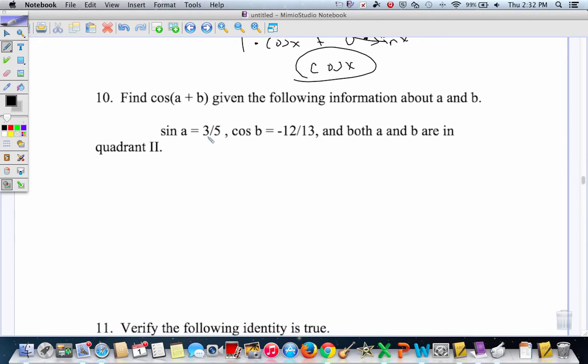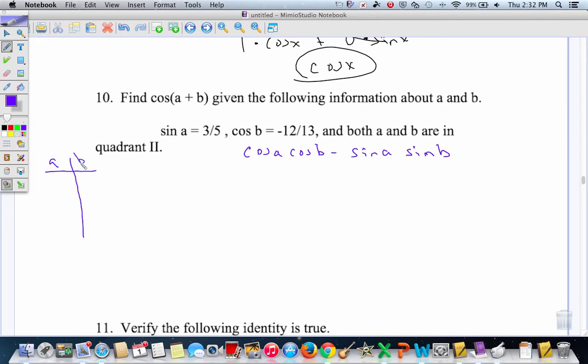Number 10 tells us to find the cosine of a plus b with the following information. Sine of a is 3/5, cosine of b is -12/13. A and b are both in quadrant 2. So ultimately, as we get going here, we're trying to find the cosine of a times the cosine of b minus the sine of a times the sine of b. We're going to use this information.